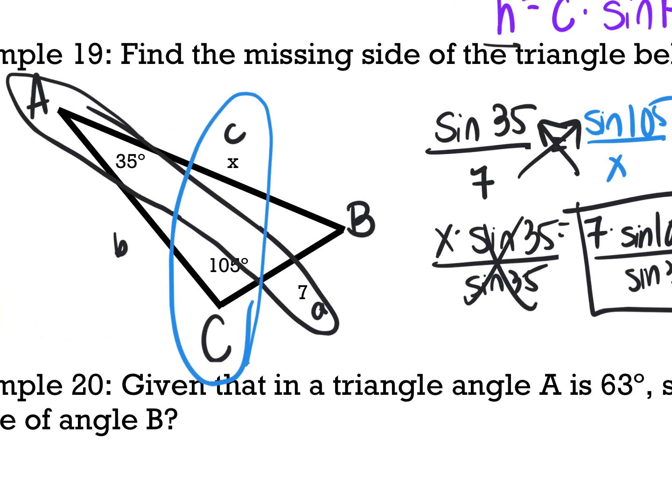Now, if you're unsure of whether you did it right, you at least need to double check to make sure. Proportionally, it makes sense: 35 to 7, 105 to x. At least those values make sense, because this should be the largest side of the triangle in the first place.